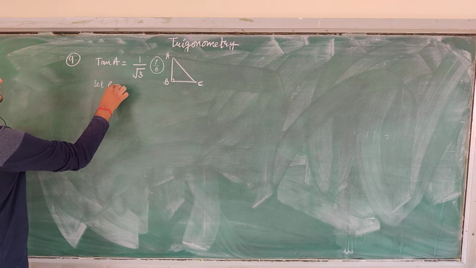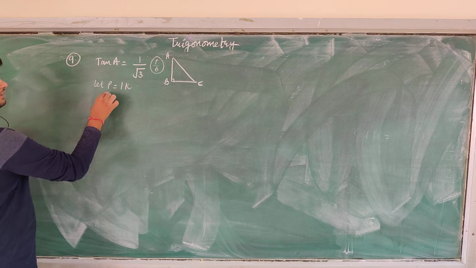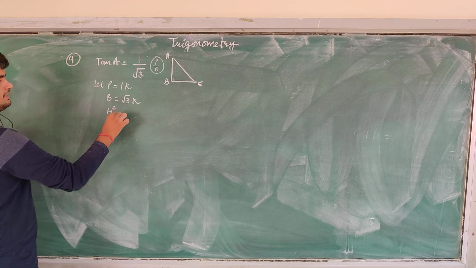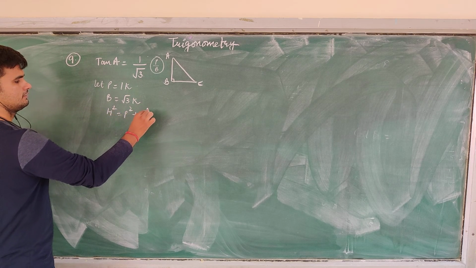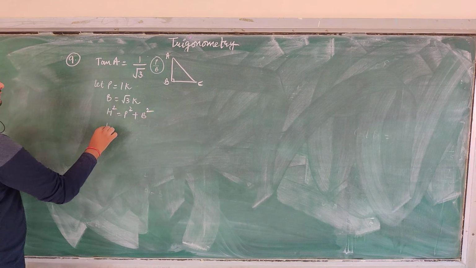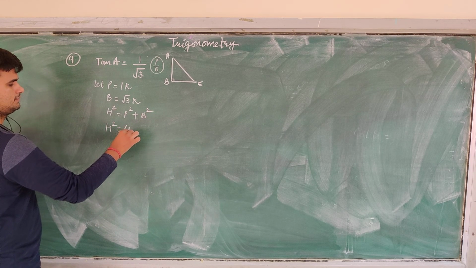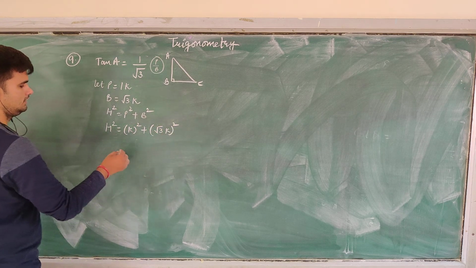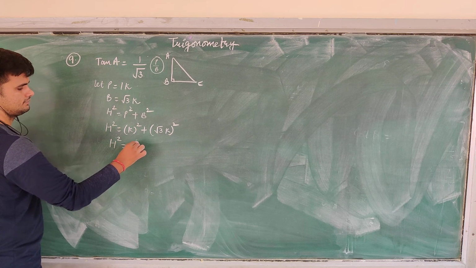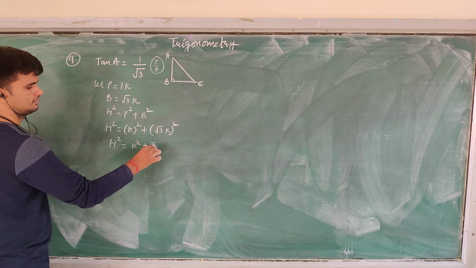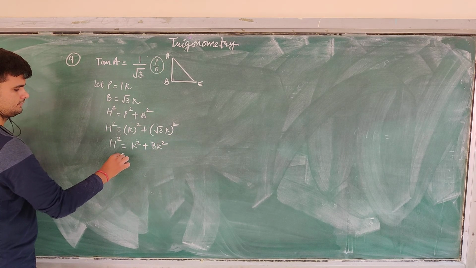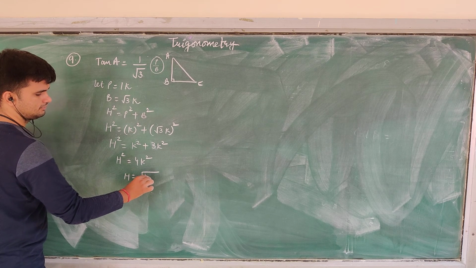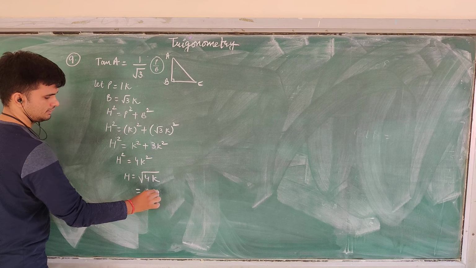So we will assume that P is equal to k, B is equal to root 3k. x square is equal to P square plus B square. So x square is equal to k square plus 3k square, x square is equal to 4k square, x is equal to root 4k, it means it is equal to 2k.